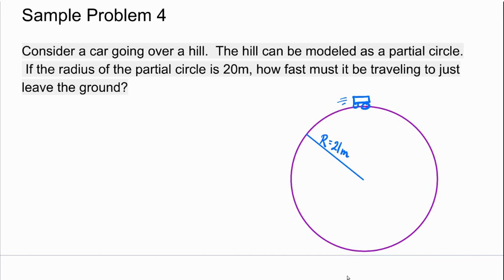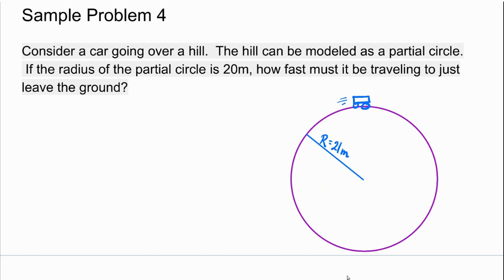Sample problem 4 reads, consider a car going over a hill. The hill can be modeled as a partial circle. If the radius of the partial circle is 20 meters, how fast must it be traveling to just leave the ground? All right, so in this problem, you are going to assume that the car is going over something that's perfectly round like a circle. And so the radius is 21 meters of that circle.